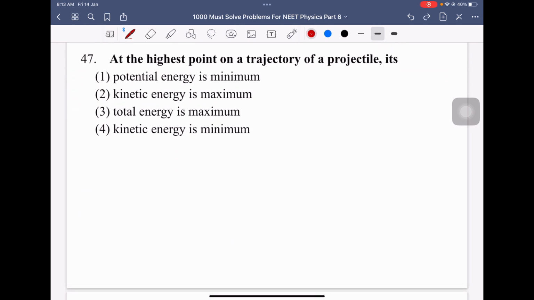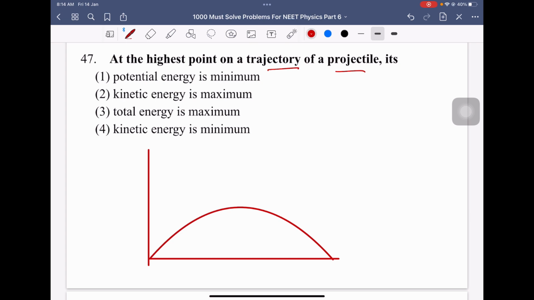47. At the highest point on a trajectory of a projectile, its potential energy is maximum, kinetic energy is maximum, total energy is maximum. There are so many options. We will see which is the correct one. Initially at the point of projection, velocity is maximum. Then as the projectile goes up, velocity decreases. At the highest point, at point H, velocity is u cos theta.